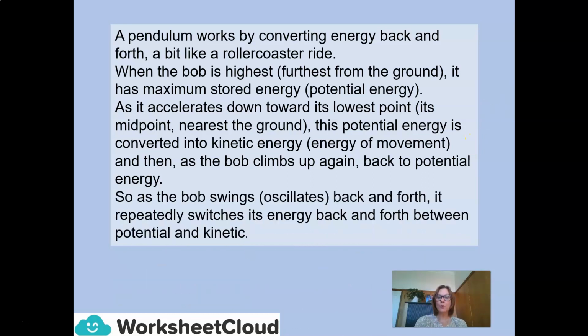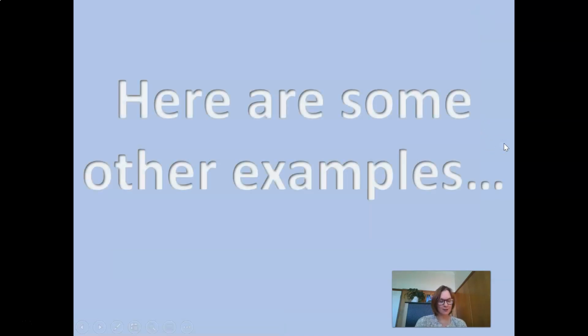So as the bob swings or oscillates back and forth, it repeatedly switches its energy back and forth between potential energy and kinetic energy. Here are some other examples for you to take a look at. Okay?